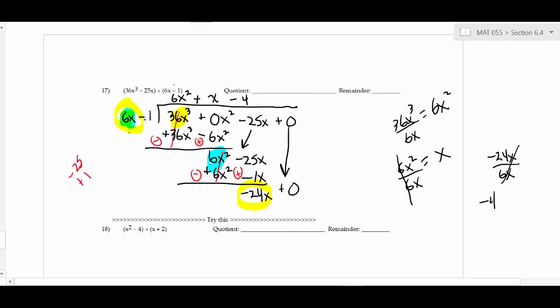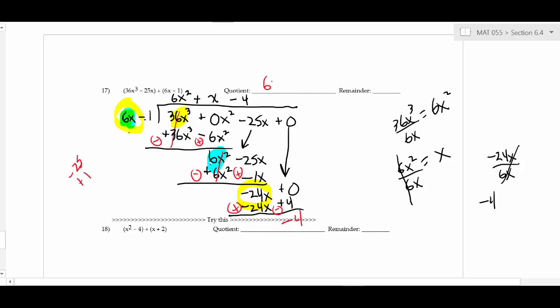And do you see how the exponents are going down? Second power, first power, number. They always will. That's the pattern that you're going to find on the problems. Now multiply. Negative 4 times 6 is negative 24x. Negative 4 times negative 1 is positive 4. Change the signs. So what is your remainder going to be? Negative 4.